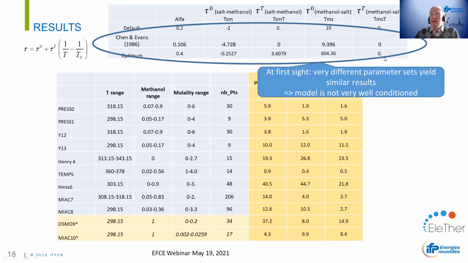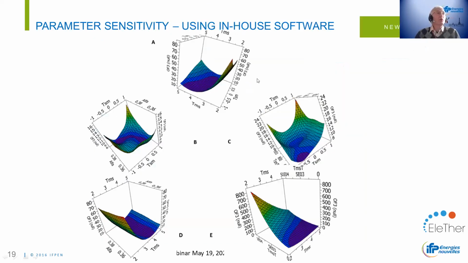So we can ask ourselves, what's happening now? It seems that we may have several minima. The model is not very well conditioned. This can be analyzed further when looking at the response surfaces that our tool is able to give us. Response surfaces show, when you plot two parameters and the objective function, how the objective function varies depending on the two parameters. It shows quite interesting things.